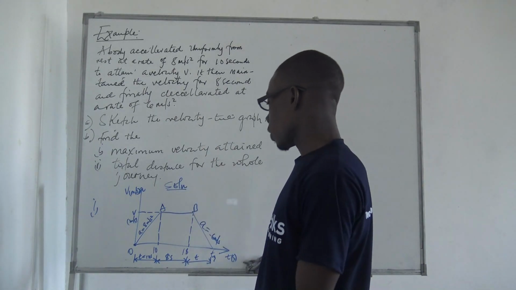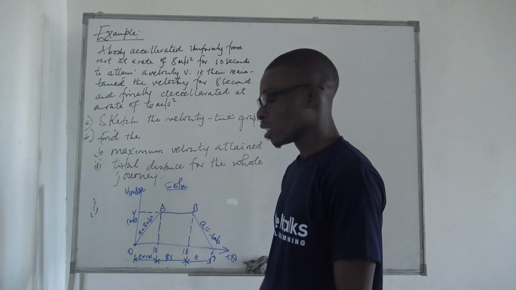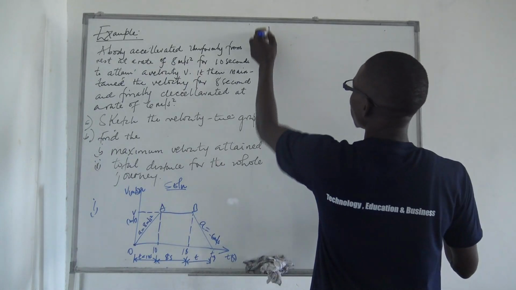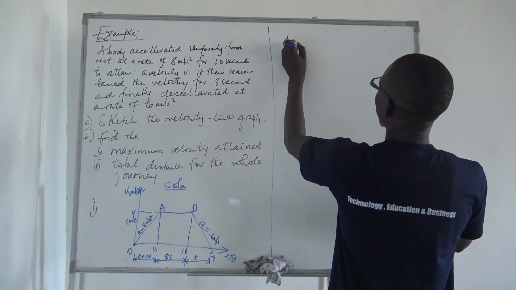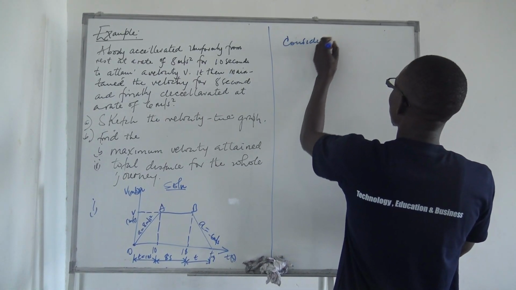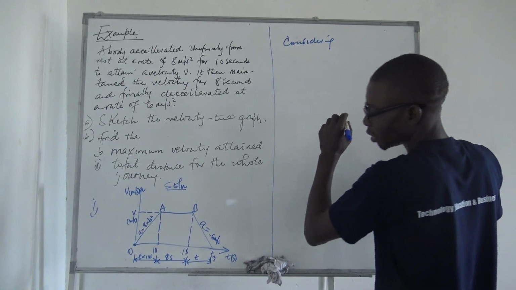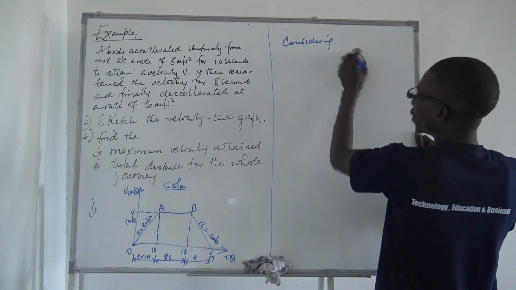And then find the maximum velocity of the body. What is the v? And then I can consider it, OA.